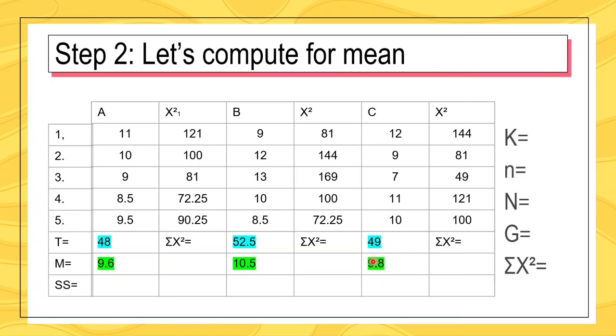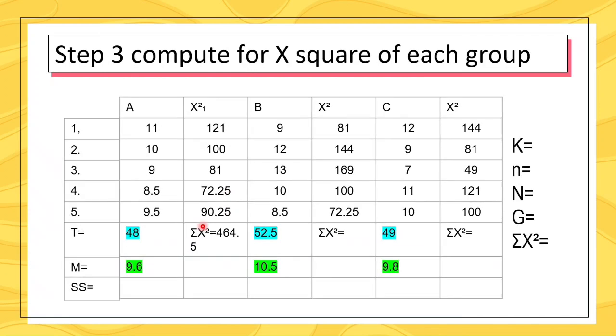So after this, we have to compute the total x squared for each group. We have to add this all, this, and this. 121 plus 100 plus 81 plus 72.25 plus 90.25 is equal to 464.5. And do the same process to this and this.